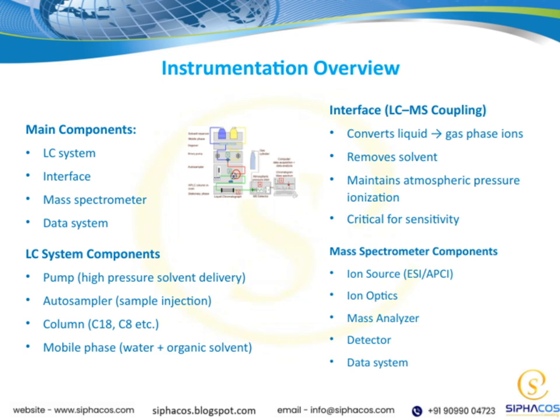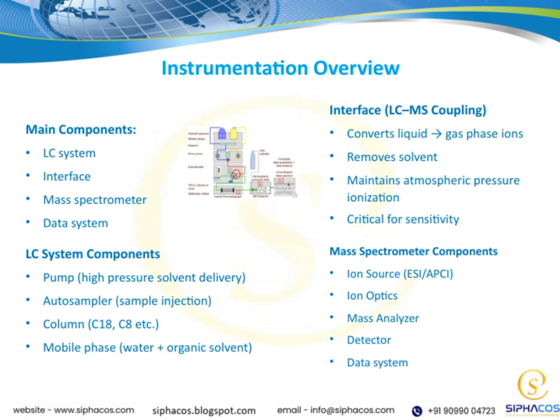Moving on to the mass spectrometer components, we have several key parts. The ion source, which can be ESI or APCI, generates ions from the sample. These ions are then guided through ion optics, which focus and direct them toward the mass analyzer. The mass analyzer separates the ions based on their mass-to-charge ratio, and the detector records the ions that reach it. Finally, the data system processes this information to create the spectra we analyze.